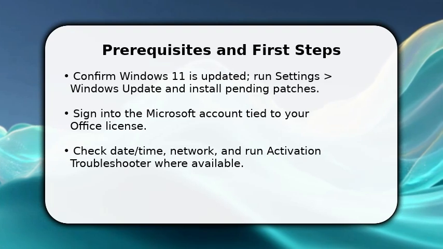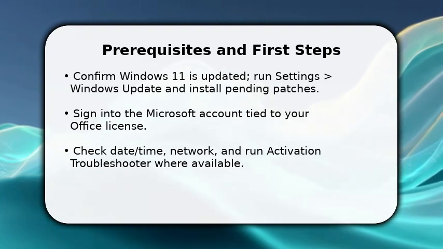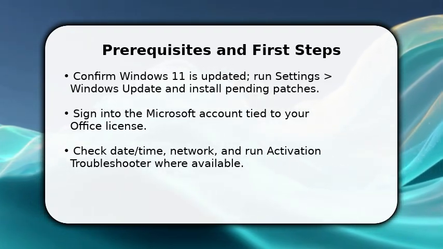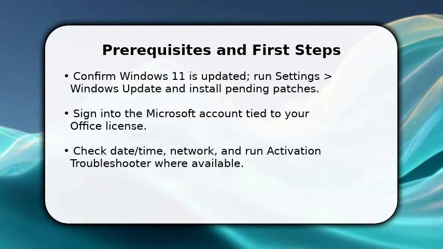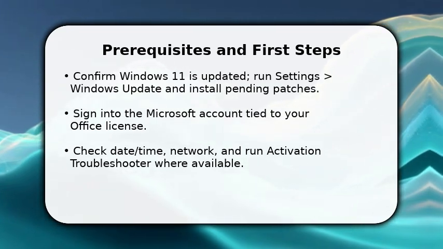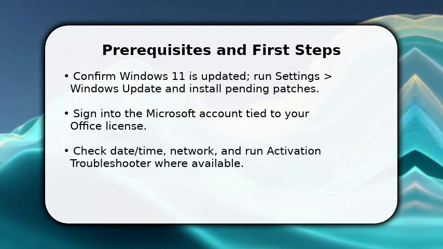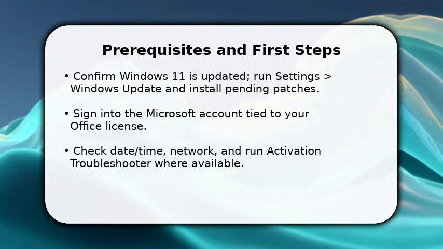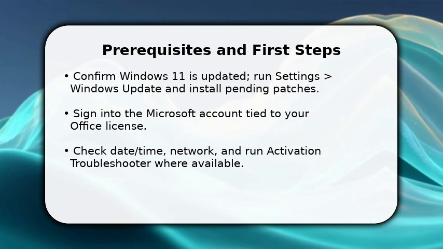You start by confirming the essentials. Update Windows 11, sign into the Microsoft account that owns the Office license, and verify date, time, and network connectivity. Once done, open any Office app and click Account to see activation status.